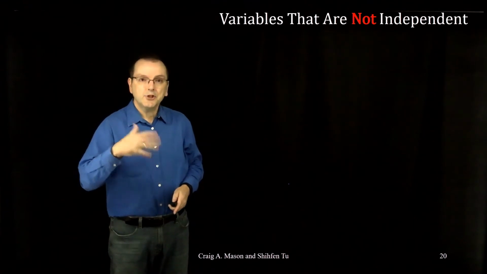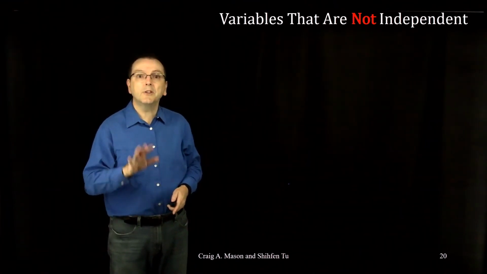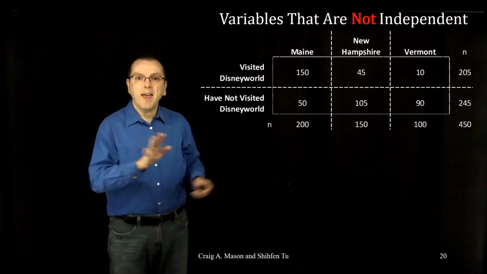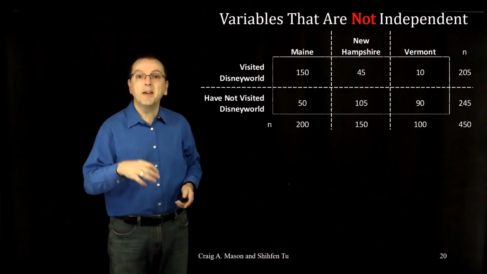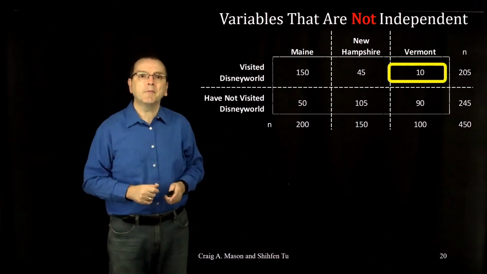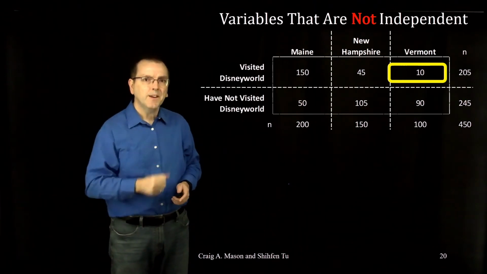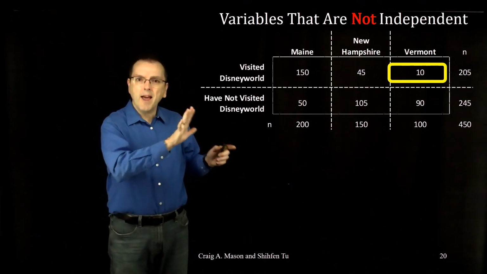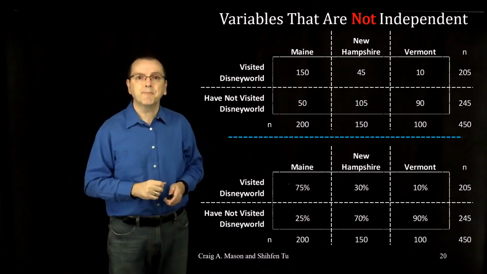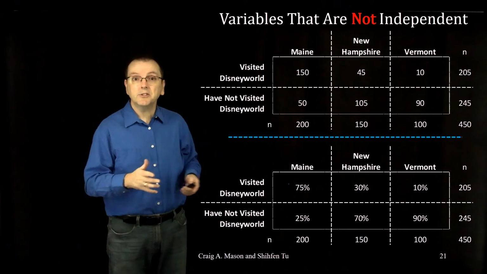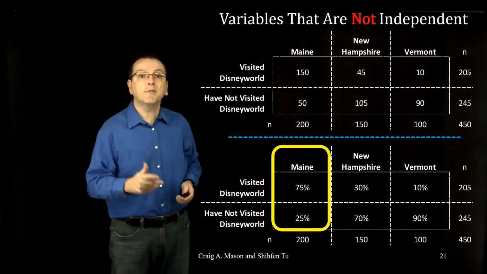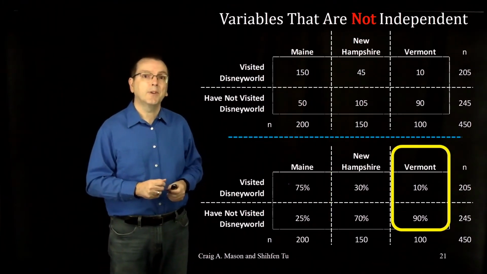Now, let's change these numbers slightly so that the two variables are not independent. We'll keep the ends for each state the same, but have many more Mainers visit Disney and fewer people from Vermont do so. Now let's take a look at the percentage within each state who visited Disney. Among Mainers, 75% have visited Disney, while among those from Vermont, only 10% have.